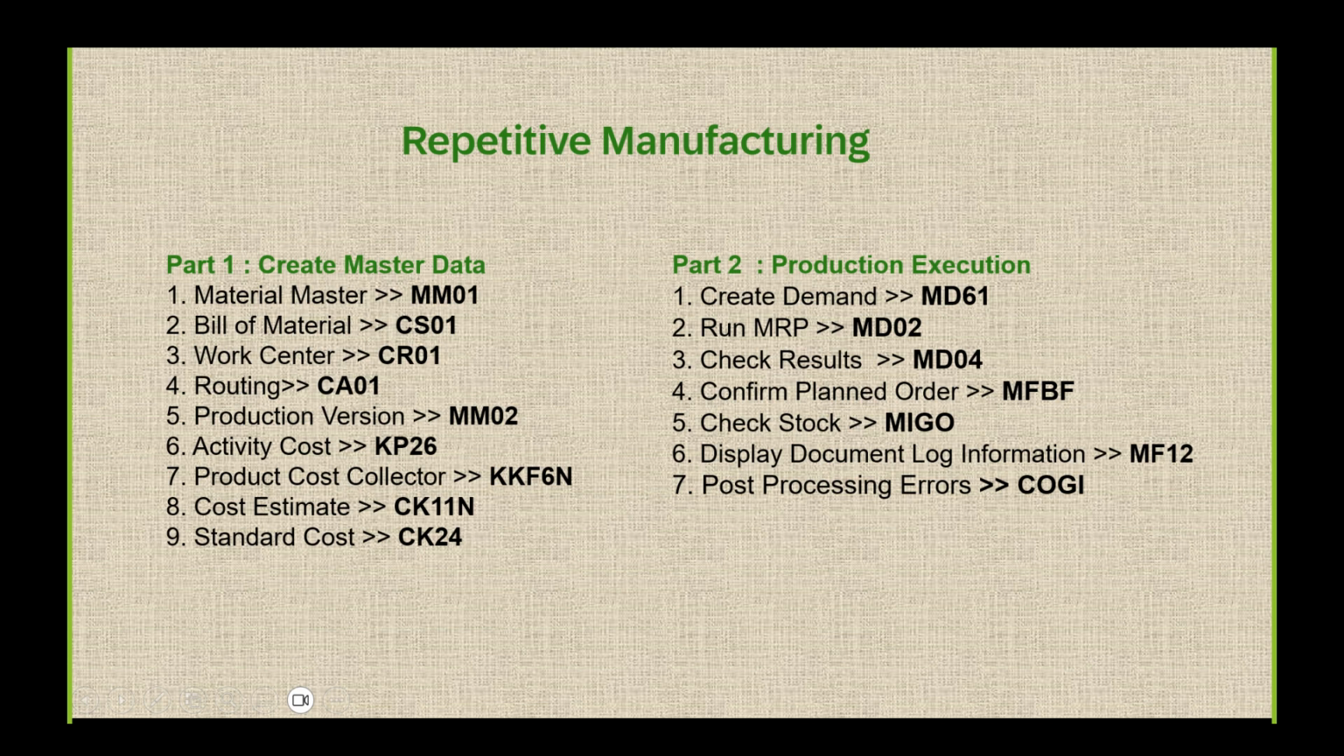Now in part 2, we are covering the production execution part, starting from creation of independent requirement, running the MRP, checking the results of the MRP run, confirming the planned order, updating the stock, and if there are any documented goods movement logs, you can display and check them. Then if there are any errors in automatic postings, you can look at COGI entries.